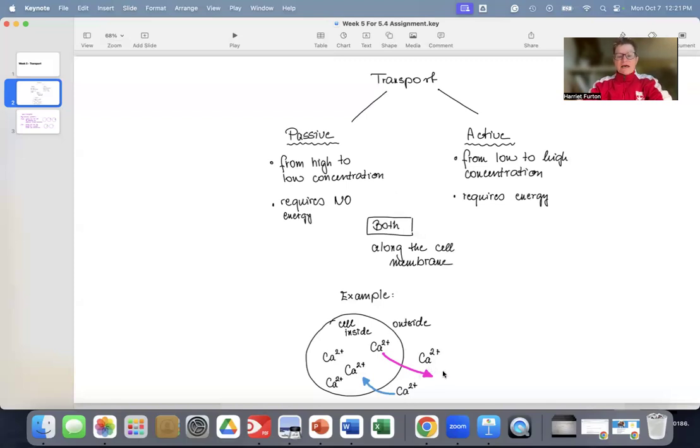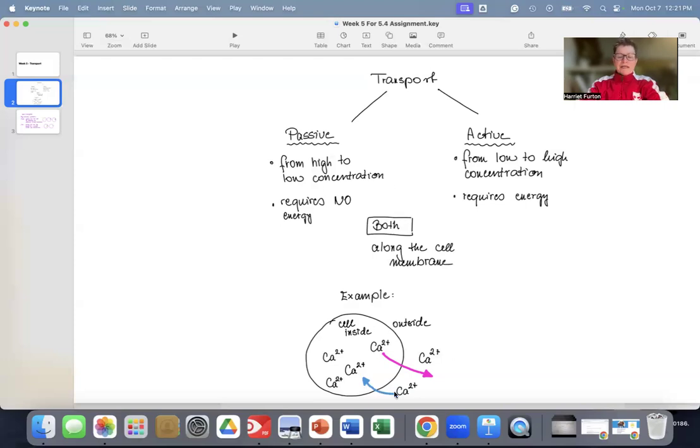Now, let's analyze the pink arrow. If we have so many inside of the cells, but very few on the outside, and the calcium moves down its concentration gradient from the lot of calcium ions to a place where there's a few calcium ions, this is going to be a passive transport from high to low concentration area.